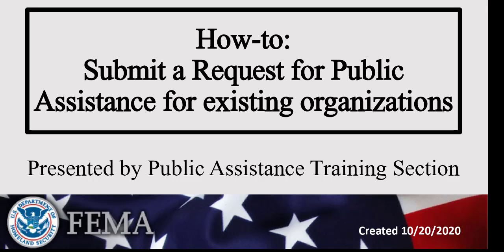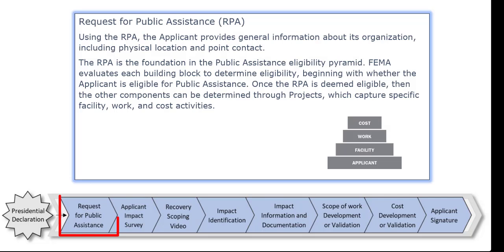This video will cover how existing organizations in Grants Portal may submit a request for public assistance. The Request for Public Assistance, also called an RPA, is the official application form needed to apply for the public assistance program on a declared event. If you already have a username and are with an organization that has used Grants Portal in the past, you can submit an RPA from your Grants Portal dashboard page.